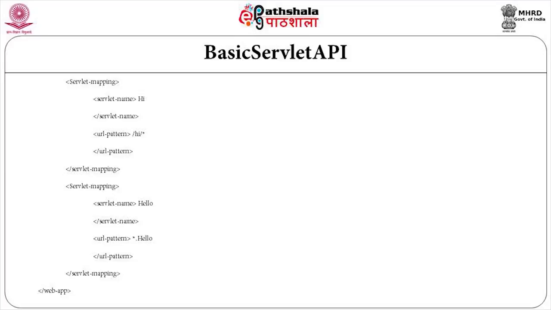For a third mapping, maybe you can repeat one of those components, say hello again. So another servlet mapping with servlet name as hello. First one was hello, second was hi, now I am repeating the servlet component hello, but with a different URL pattern: *.hello. So I have three different URL patterns with three different servlet mappings, though I have only two servlet components, and both of them are using a single servlet class.